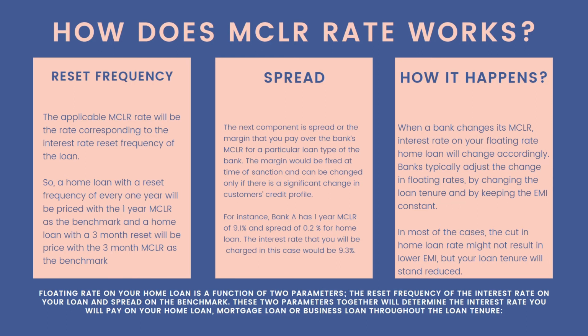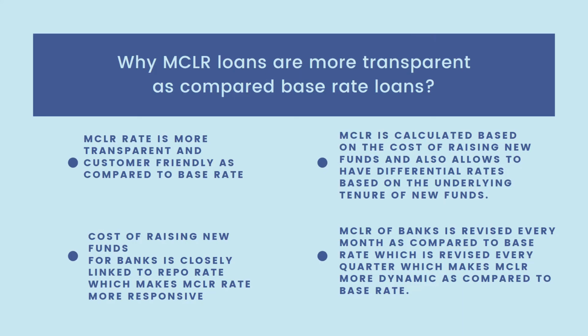Now how does it happen? When a bank changes its MCLR, the interest rate on your floating rate home loan will also change? Yes, because it is dependent on that. Banks typically adjust the change in floating rates by changing the loan tenure and keeping the EMI constant. So if there is a reduction, the loan tenure will be affected accordingly, right? The EMI will be the same, the amount which you are paying, but the tenure will decrease. So in most cases, a cut in home loan rate might not result in lower EMIs, but your loan tenure will be reduced.